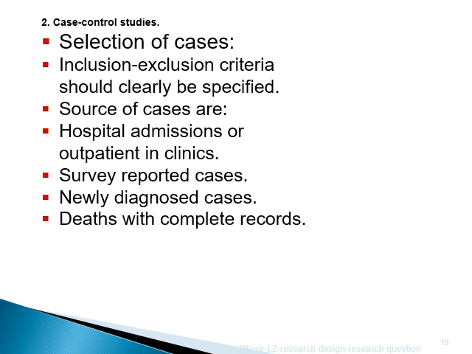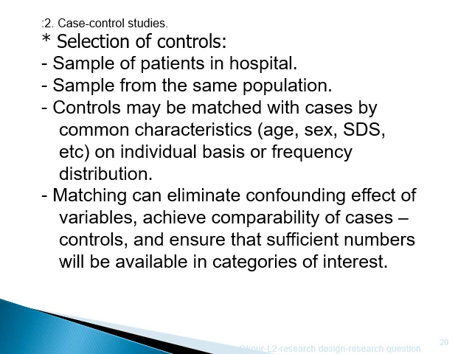Case control studies, how do we select cases? Inclusion and exclusion criteria, we should always be aware of them. Sources of cases might be hospital admissions, outpatient clinics, survey reported cases, newly diagnosed cases, deaths with complete records. Controls might be from patients in hospital with different diagnoses, or they don't have the condition we are studying. A sample from the same population.